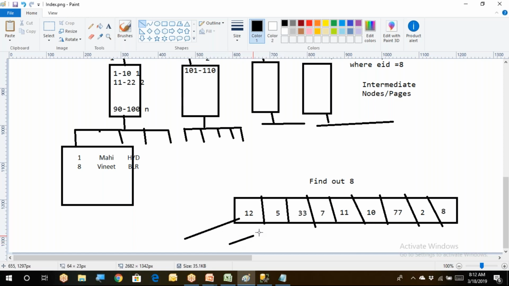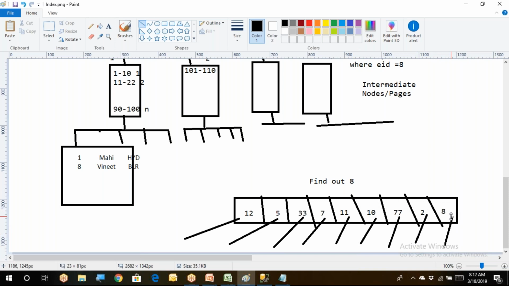No. Is it 8? No. Is it 8? No. Is it 8? No. Is it 8? Yes.